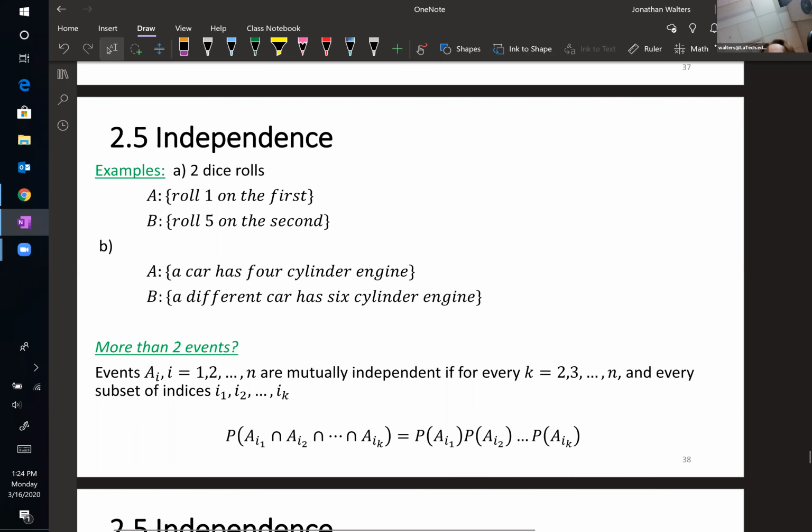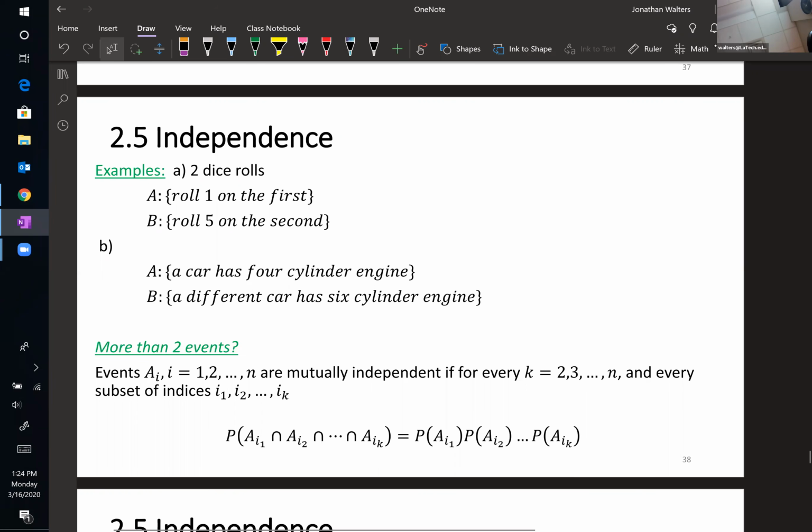So part B: a car has a 4-cylinder engine is event A, and event B is a different car has a 6-cylinder engine. It's like the cars are completely independent of each other. The fact that you put a 6-cylinder engine in one car is irrelevant compared to another car. So it's just independence of events. They're not affected by each other.